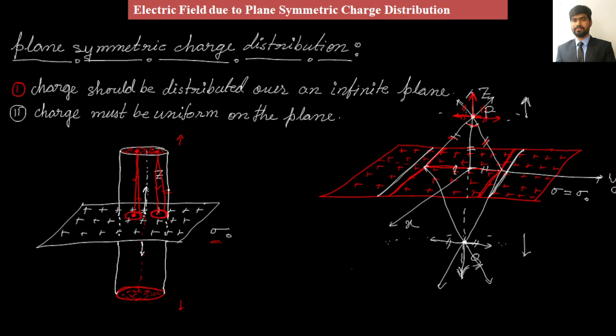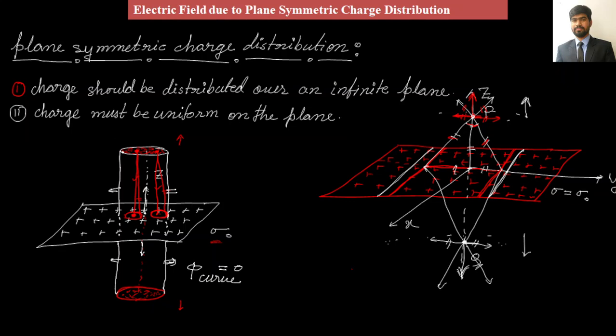So because of that, the flux through this Gaussian surface that we have constructed, the flux through this curved surface, will always be 0, because the direction of the area vector of this curved surface will be perpendicular to the axis, but the electric field will be everywhere parallel to the axis. So the electric field and the area vector of the curved surface will be perpendicular to each other at every point on the curved surface. So there will be no flux through the curved surface.